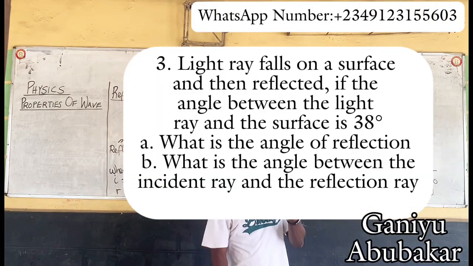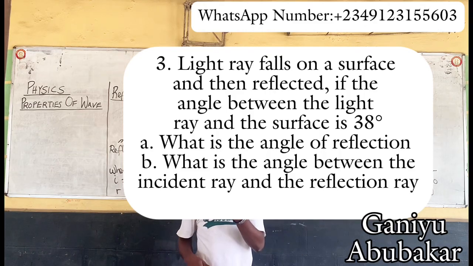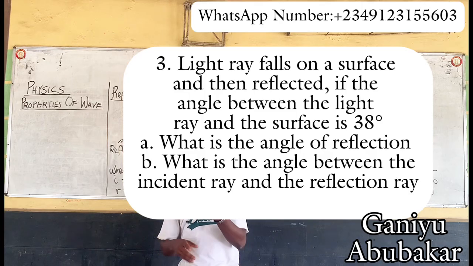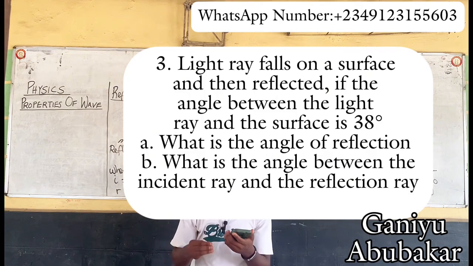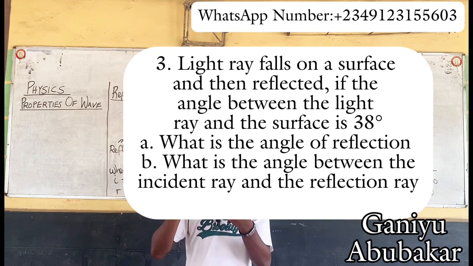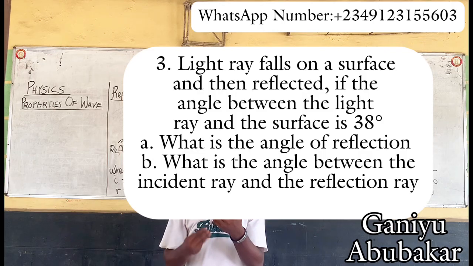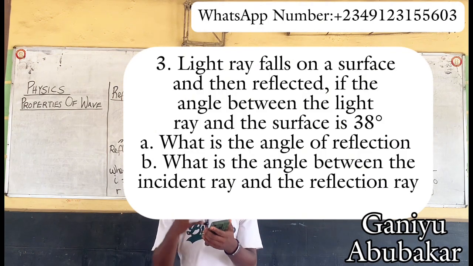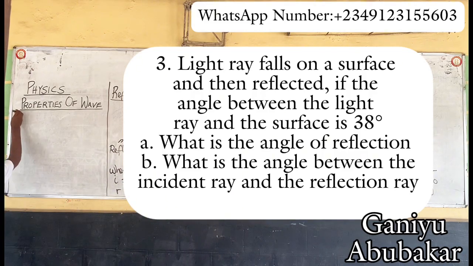Example 3, please. A light ray falls on a surface and then reflects. If the angle between the light ray and the surface is 38 degrees, number 1, what is the angle of reflection? Number 2, what is the angle between the incident ray and the reflected ray? All right, let's do Example 3, please.